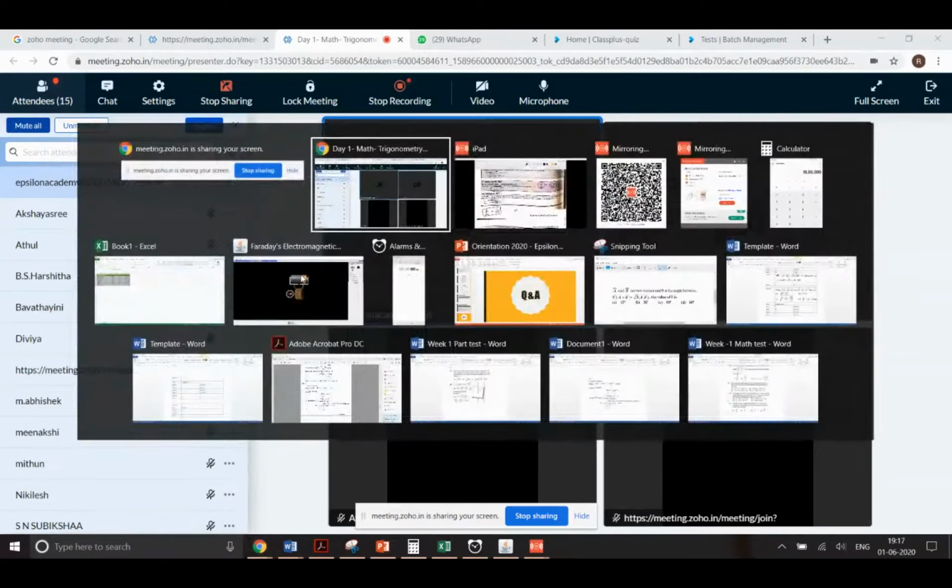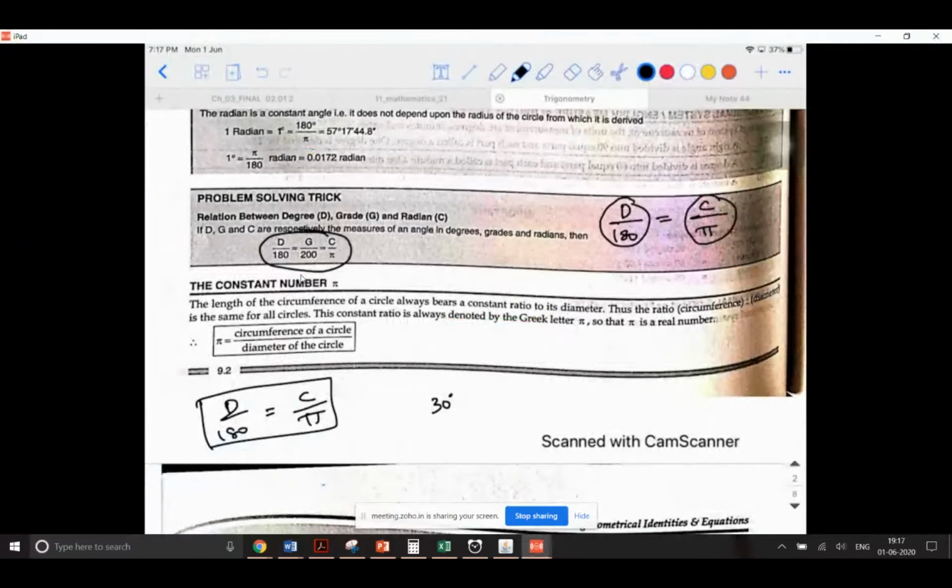Now, can someone tell me, I have 30 degrees in my hand. I want this to be converted to radians. How do I do it? Pi by 6. Okay, pi by 6 is the answer. So how do I use this formula? 30 divided by 180. Wherever you see degree, just take it and substitute it. 30 divided by 180 will be equal to radian divided by pi. So it is going to be 6, which implies C will be equal to pi by 6. So 30 degrees is equal to pi by 6 radians. Am I right? So I hope this is clear.